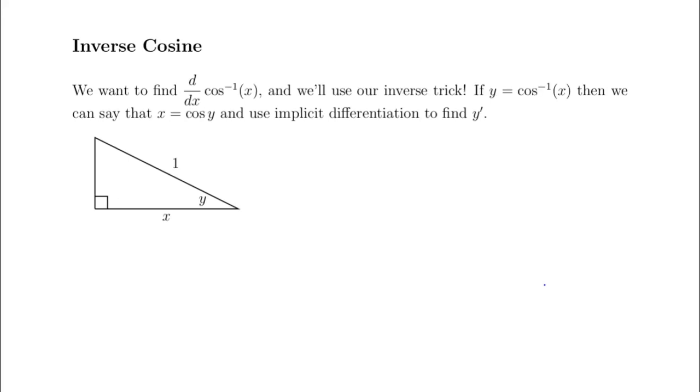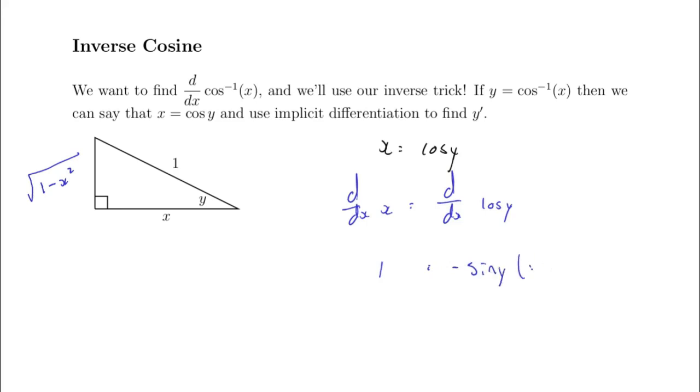Let's try inverse cosine, and you're going to notice, wait a second, isn't this going to go exactly the same way? This side leg is still going to be 1 minus x squared. So is it going to be exactly the same derivative? Not necessarily, but it's going to be real close. If we have that x equals cosine y, then the derivative of x with regard to x is going to equal the derivative of cosine y with regard to x. We still have a 1. Notice now we have a negative sine y times y prime, and so y prime is equal to -1 over sine y.